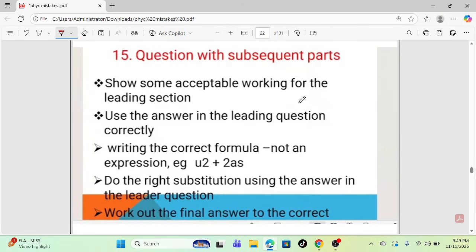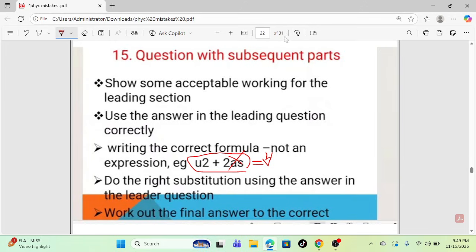Let me repeat that a bit first. Writing the correct formula, not an expression. So this is an expression. You should have written v squared equals u squared plus 2as. That's the formula. But with this expression, we will not get anything, you will get an error. Do not write substitution using the answer in the leading question. Work out the final answer correctly.